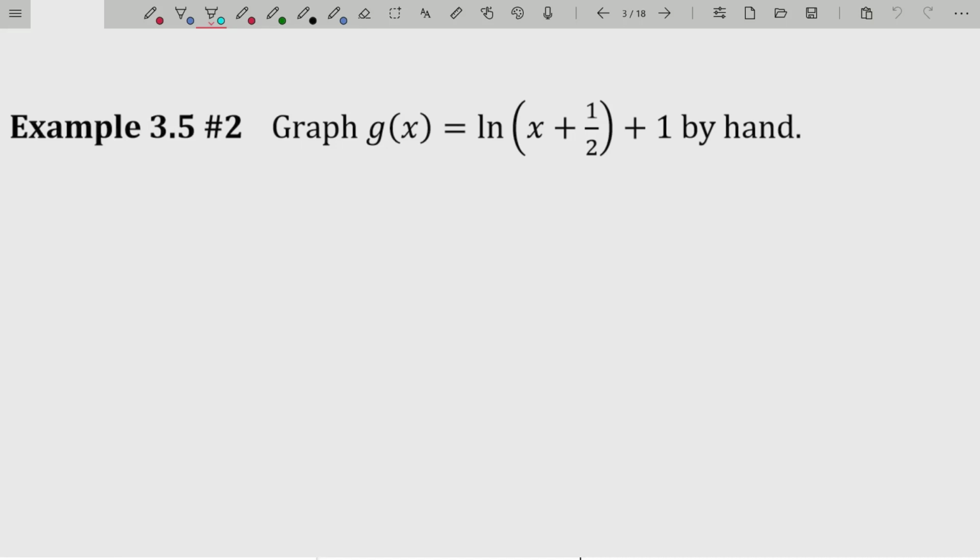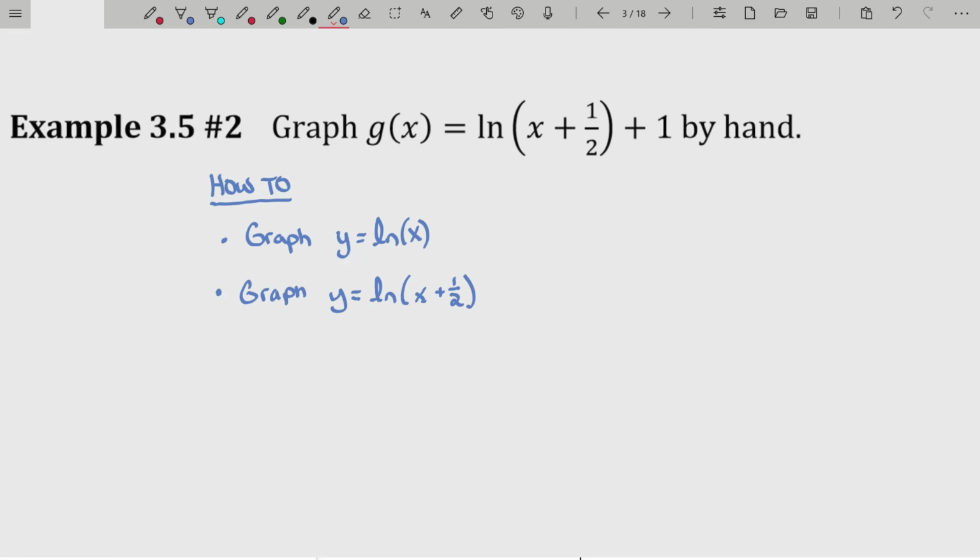Now, the way that I would recommend doing it is to first graph the base function, and then after you're done graphing the base function, you want to graph the first transformation, which would be y is equal to the natural log of x plus 1/2. Some people will ask, does it matter what order that I do this in?